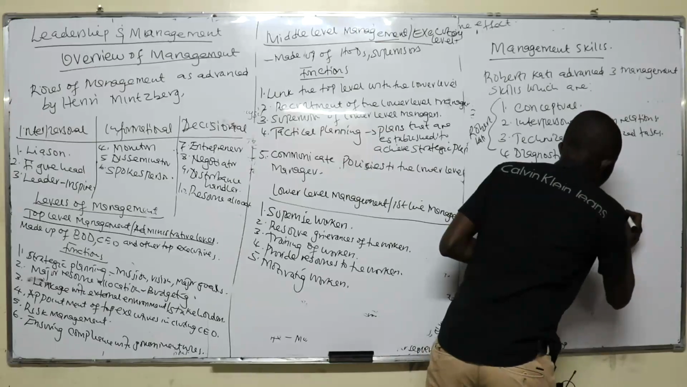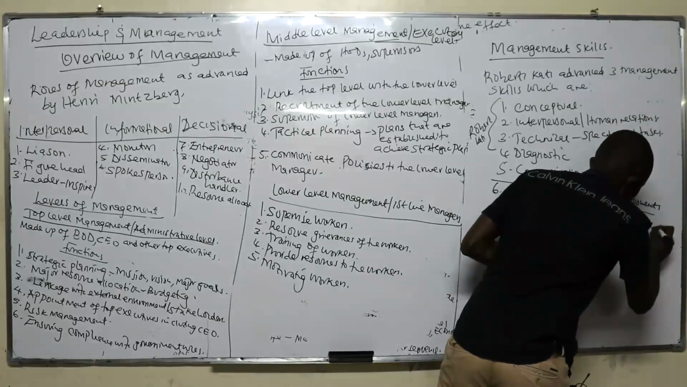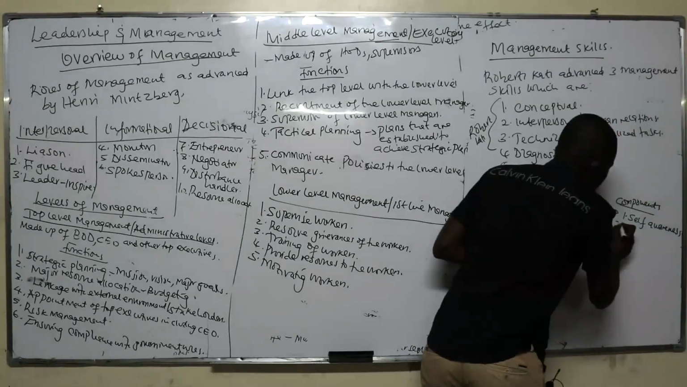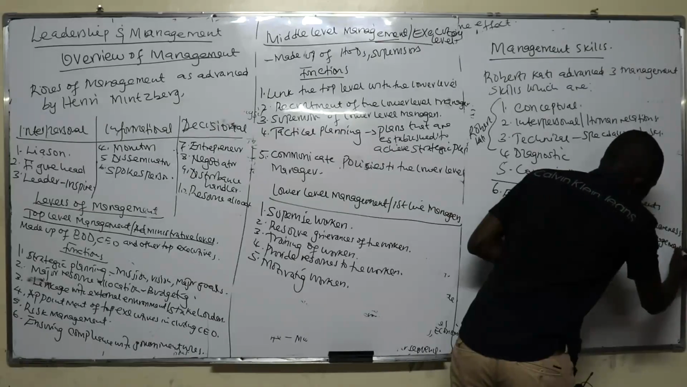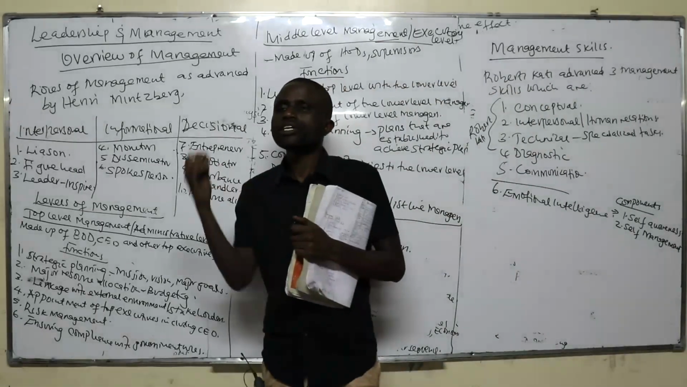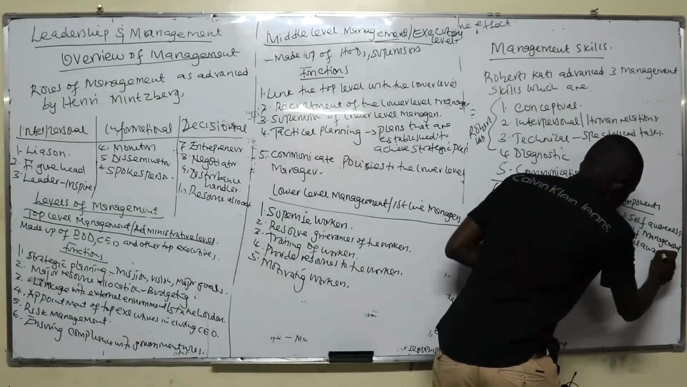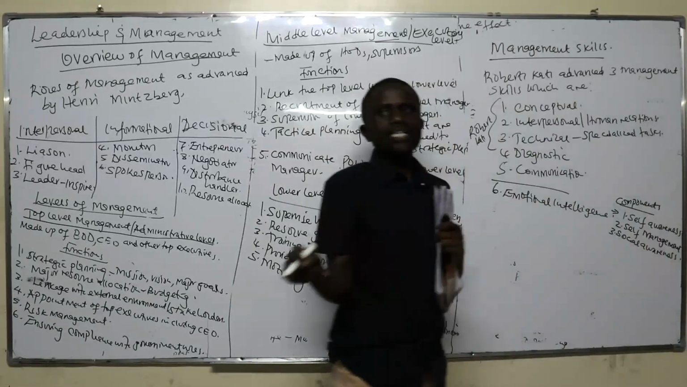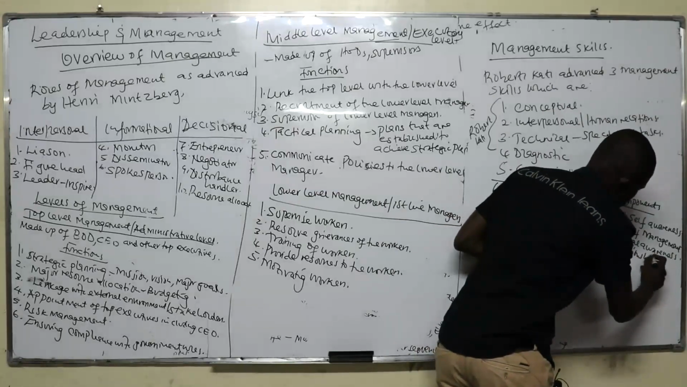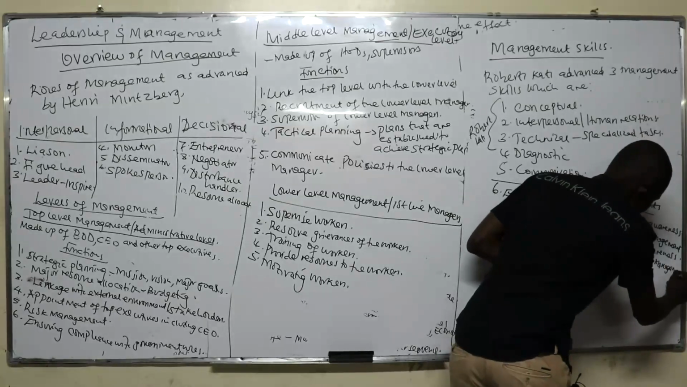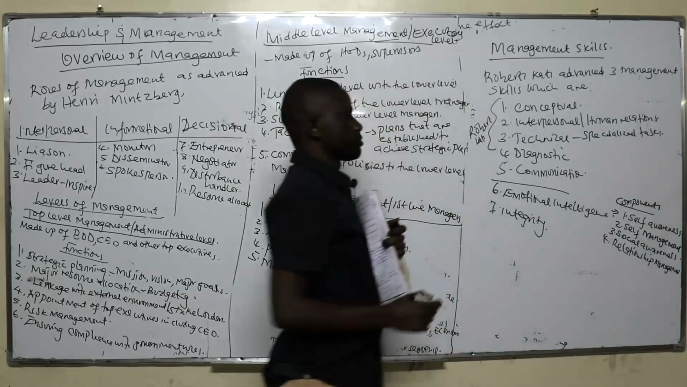It has the following components. One is self-awareness, that you know yourself, and self-management, and you can manage yourself. Then social awareness is the ability to know others and manage others. That is relationship management. A manager should also be a person of integrity, confidence.